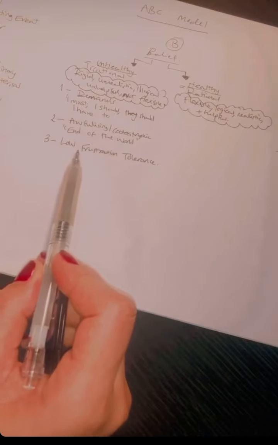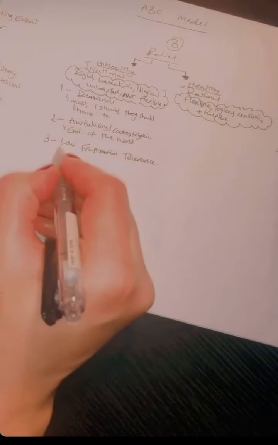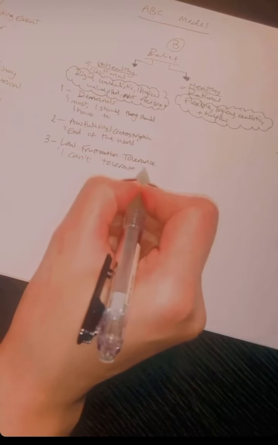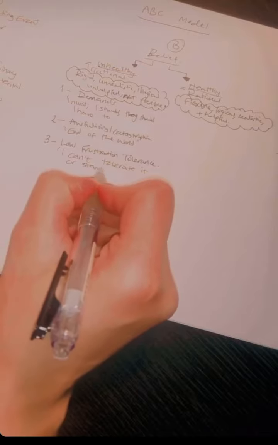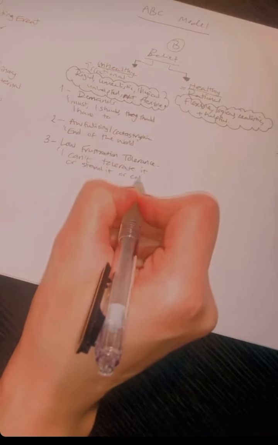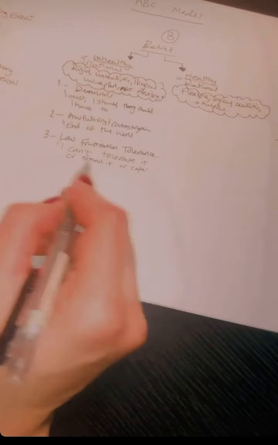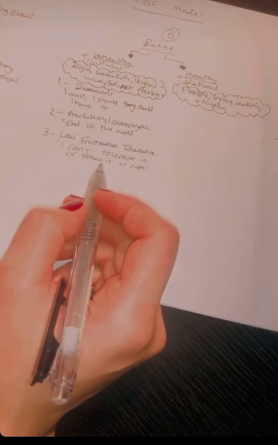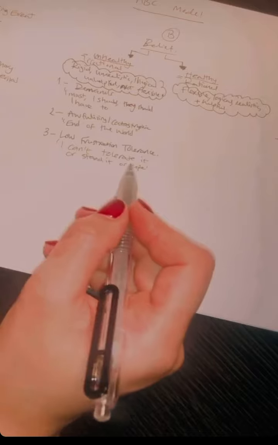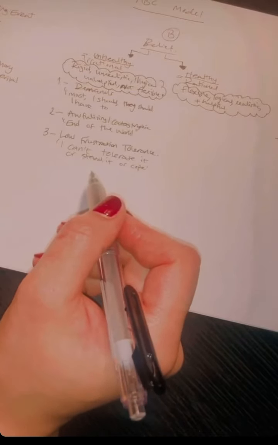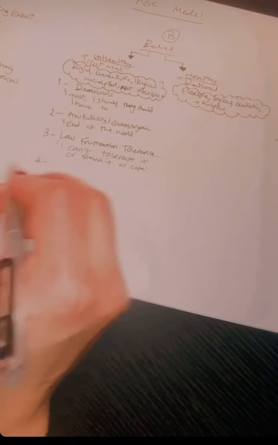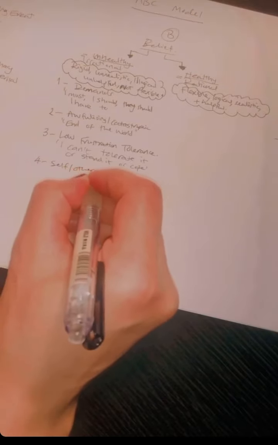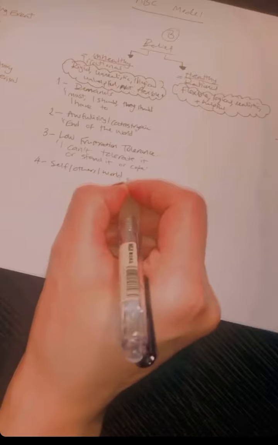Then the third one, we have low frustration tolerance. And again, an example of that: I cannot tolerate it, or stand it, or cope. That's what we believe. This is our rigid or unrealistic belief, because in reality we can tolerate and cope and stand everything in life. It's just that we believe that we cannot do it. Then the fourth one is self, others, and world damning.